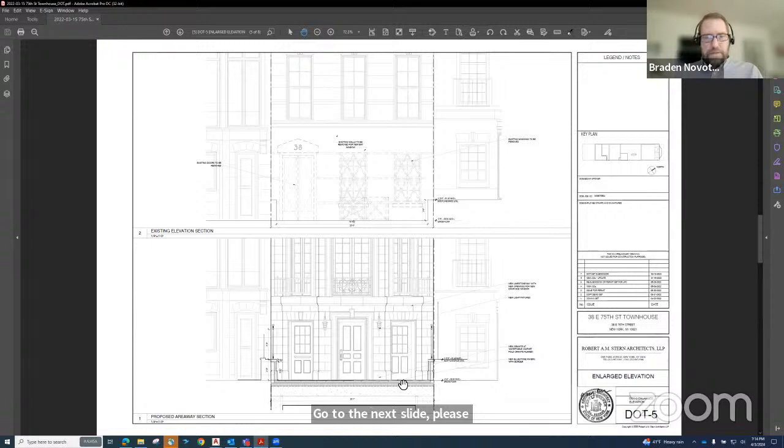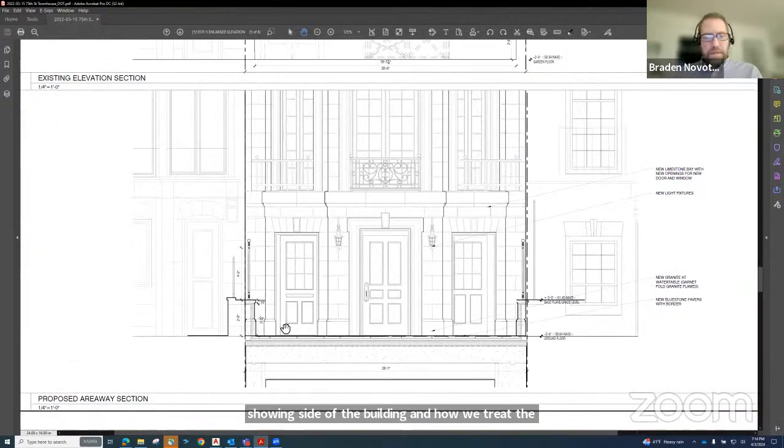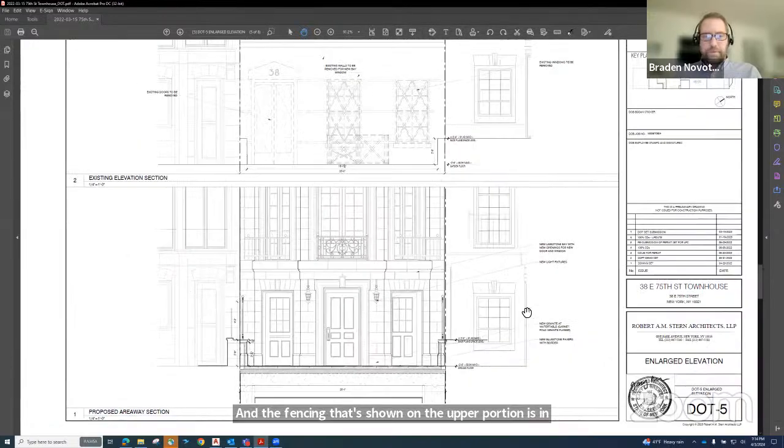This is a section that's cut through the lowered area showing the facade of the building and how we treat the adjacent transitions to the property. In both cases, that is existing. And so we're basically redressing the lower portion of the wall to come in alignment with the limestone and granite detailing that's on the main facade. And the fencing that's shown on the upper portion is in alignment with the fencing on the front portion of the property.